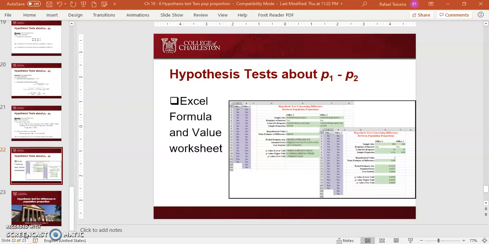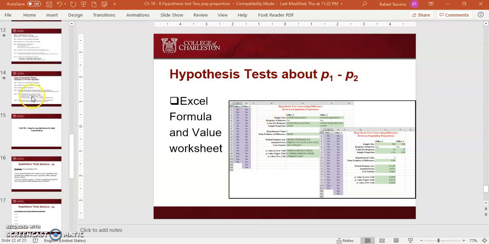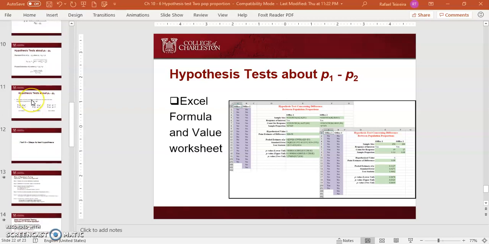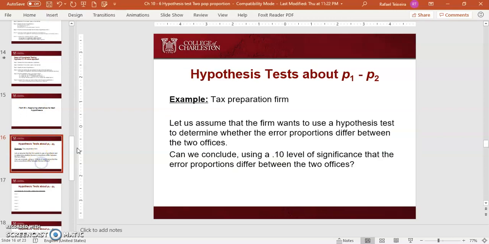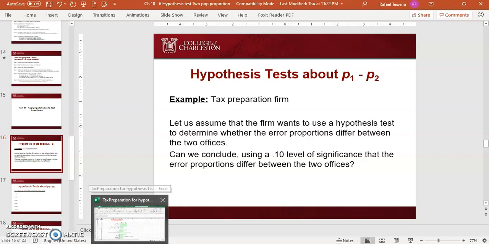Hi, in this video I'm going to show you how to solve the hypothesis test problem about the difference between the two population proportions using Excel, okay? So the problem we have is the same one we have been working on, and that's the tax preparation firm, and the firm has two offices. Let me show you the data.